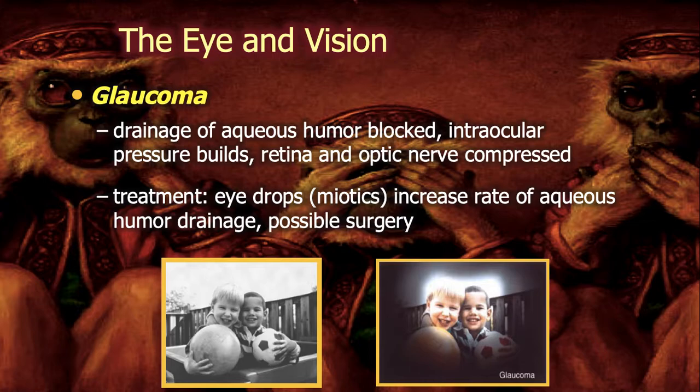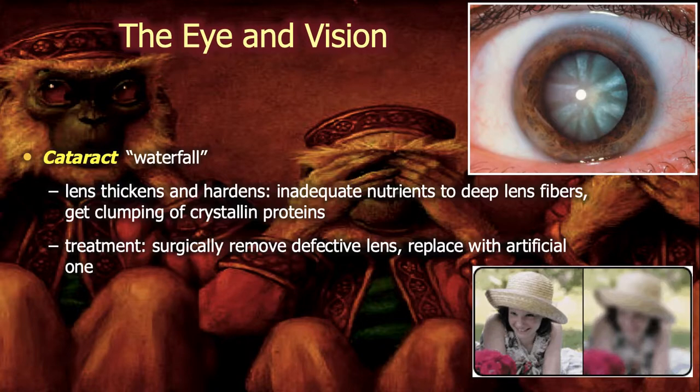Then, if the eye drops are not successful, you can do surgery to get in there and drain out the aqueous humor. But if you catch it soon enough and are able to reduce the pressure, then you maintain your optic nerve. Okay, cataracts.